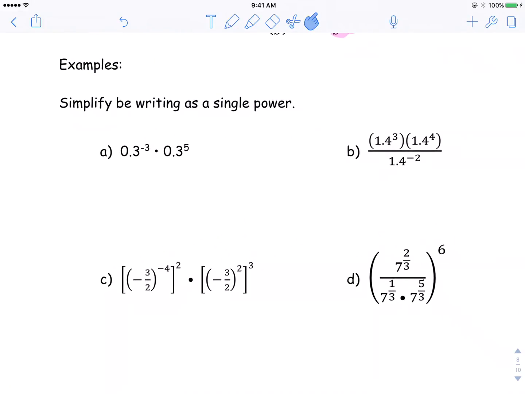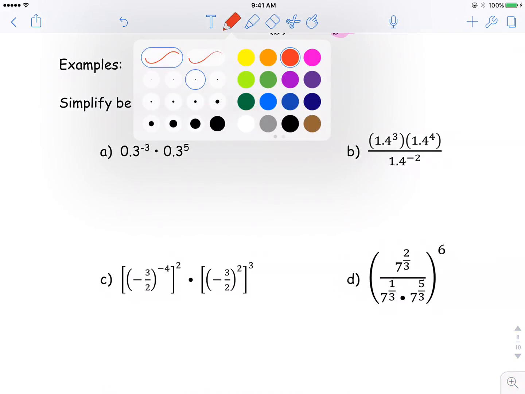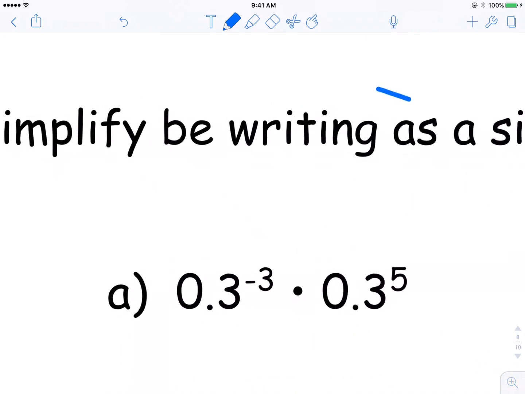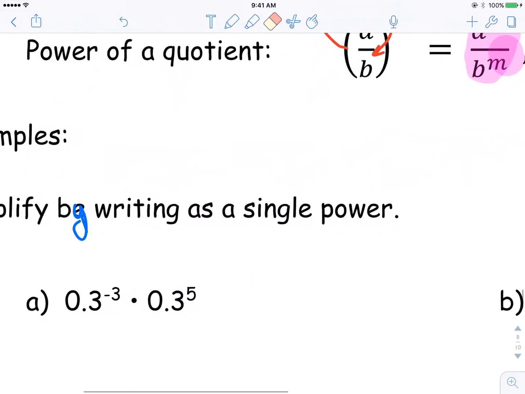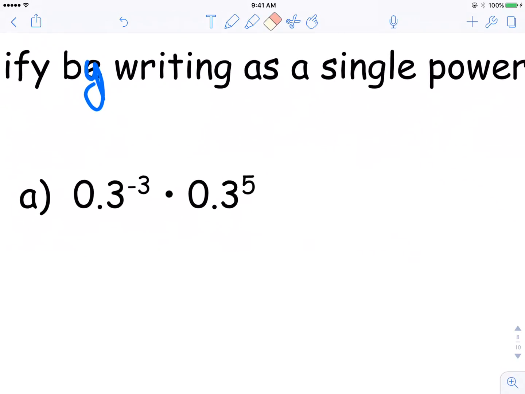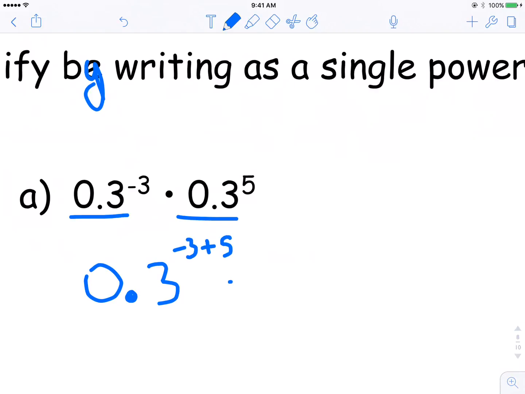Simplify by writing as a single power. So here we have 0.3 raised to the power of negative 3 times 0.3 raised to the power of 5. You should be able to recognize that those are both the same base, so my base is going to be 0.3. And then because it's multiplication, I add those exponents, and negative 3 plus 5. Well, negative 3 plus 5 is 2. So 0.3 squared. So that's writing this as a single power.